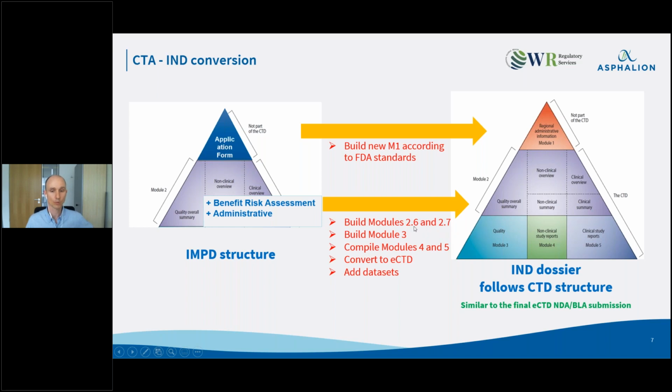This can be a lot of work, and most companies, when they have a CTA, the tabulated summaries they might have either in the IMPD or the IB will not match the requirements of a CTD module 2.6 tabulated summary. So this can be a lot of work here. Then we have to write the module 3, we have to prepare this. We have to compile modules 4 and 5, and for these we might need to include the study data sets. And of course, all of this needs to be converted into eCTD format.